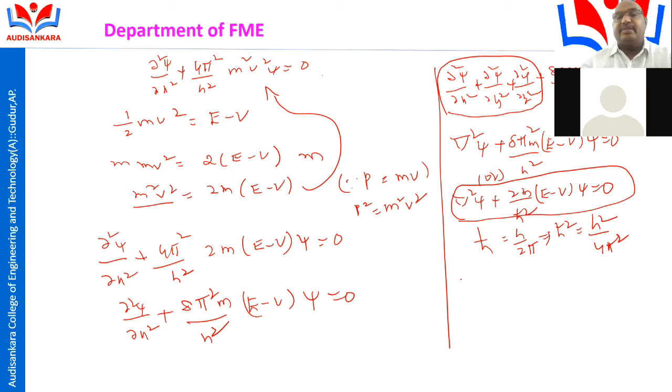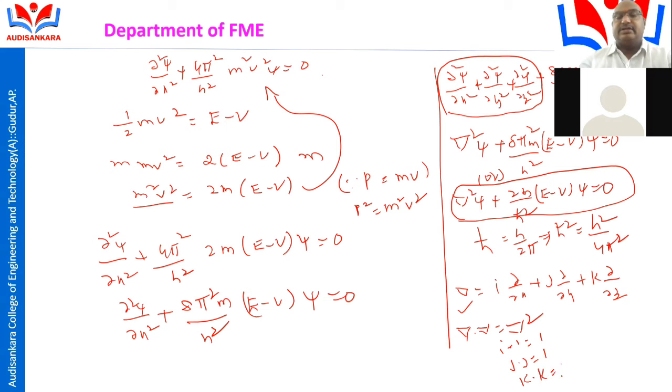Here del is called a mathematical operator. It is i dou by dou x plus j dou by dou y plus k dou by dou z. It is a mathematical operator. So del dot del is equal to del square, where i dot i is equal to 1, j dot j is equal to 1, k dot k is equal to 1.